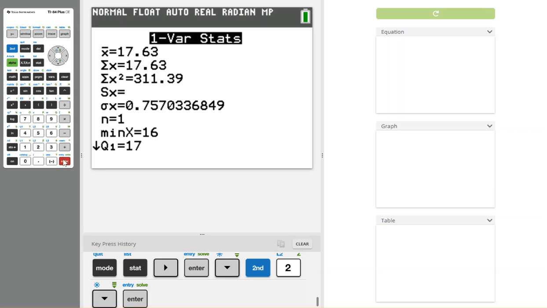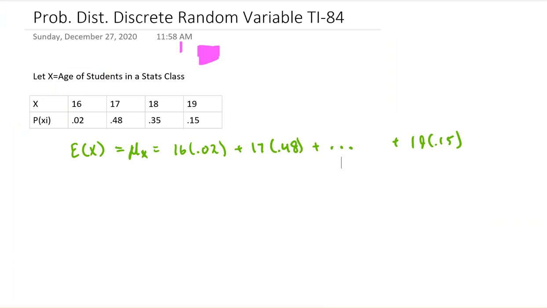So what it gives me now, it tells me the mean of 17.63. Now, a notational issue is your calculator is going to write x bar. You need to know that even though it's saying x bar here, because you're looking at a whole population, this is really a population mean. So our mu sub x in this case is 17.63.